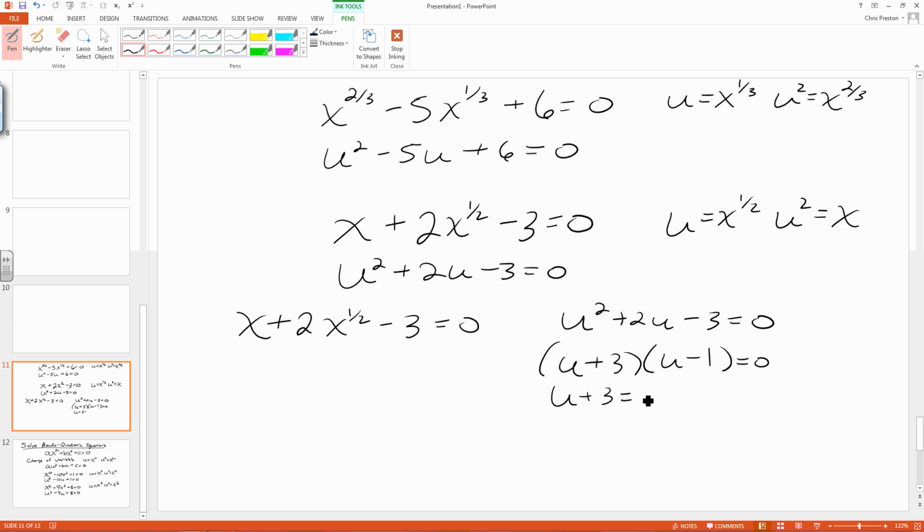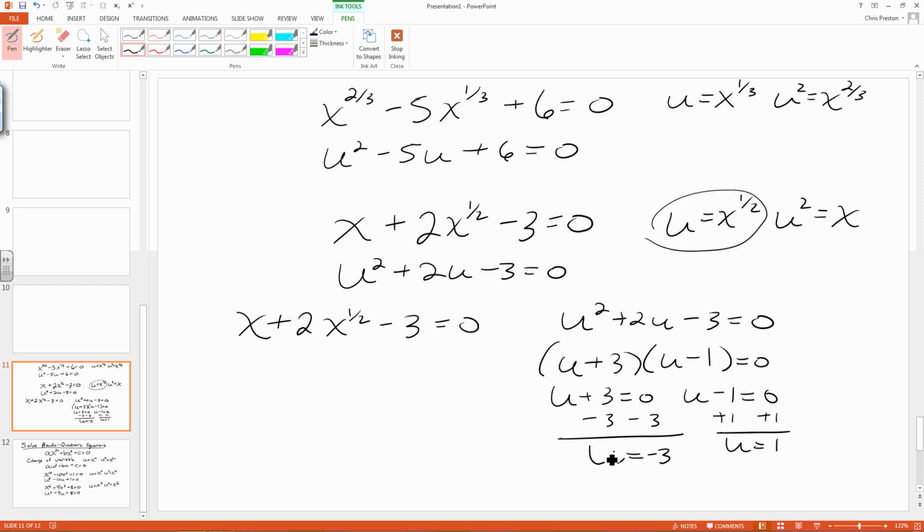So u plus 3 equals 0. U minus 1 equals 0. Subtract 3, u would equal negative 3. Add 1, u would equal 1. And then what I'd want to do is switch these back. So x to the 1/2 equals negative 3. X to the 1/2 equals 1. But then I have to get rid of this 1/2 power. And so you need to remember that this really means the square root of x. So to get rid of a square root, you would need to square it. So we would need to square both sides.